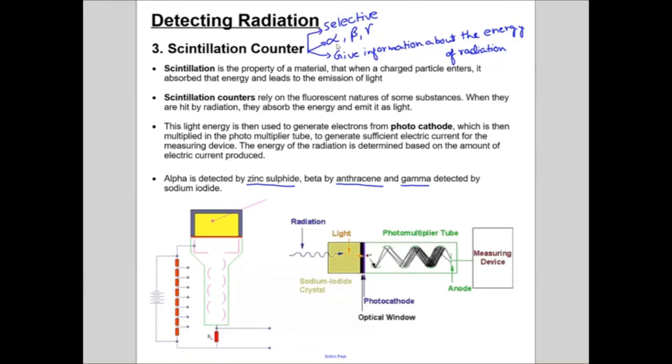But yes, you need to use a particular type of material in this case to detect alpha or beta or gamma. So if you want to detect another type of radiation, you would have to change this particular scintillator here. Right. So okay.